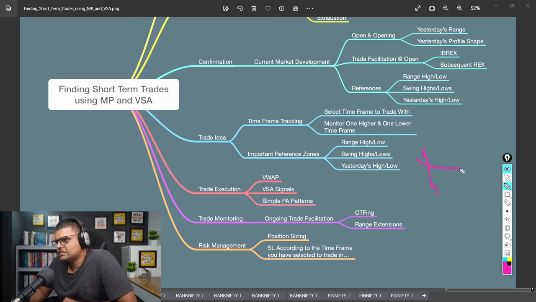Market opens weak. This is the VWAP. Pullback happens to VWAP and you sell. This is a very good sell. Simple. Where is your stop loss? If it accepts above VWAP, that is your stop loss. Simple. Get out of your trade. Make sense? So you have to look at some of these references.